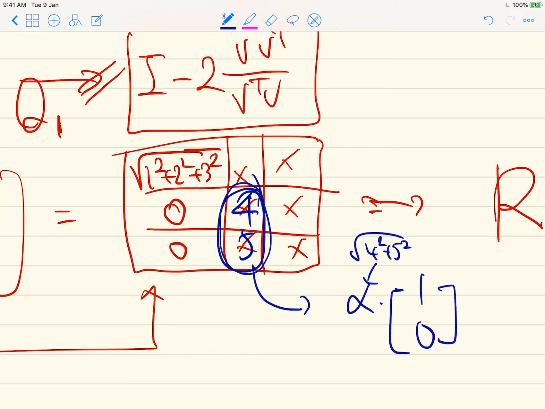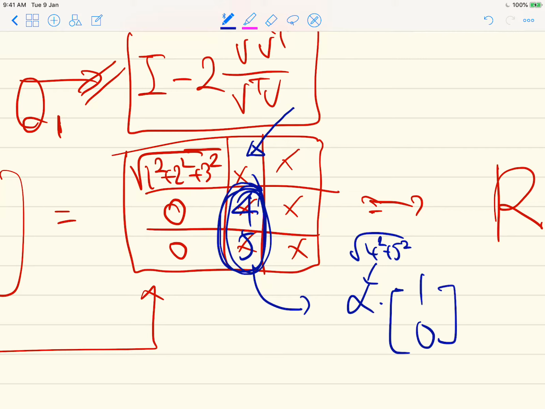In this case, I want to point out that we ignore the first dimension. The first dimension is ignored, and we only look at the remaining dimensions.